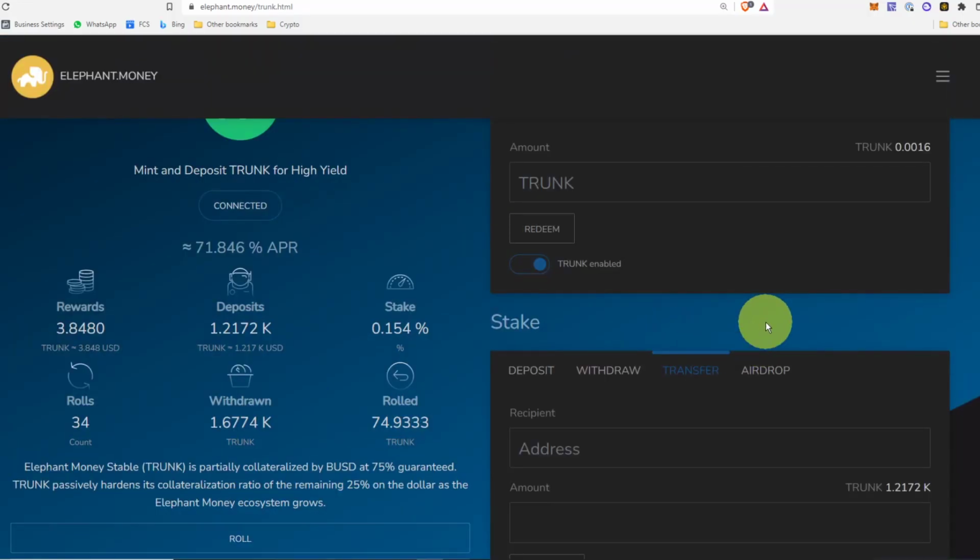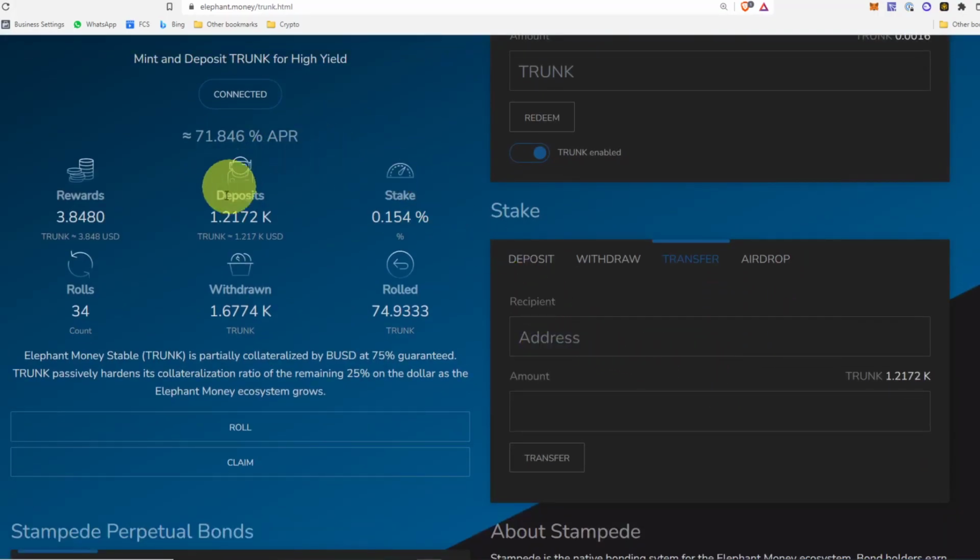You also have a transfer feature if you wanted to change this over to a different wallet or just send some to one of your buddies. You can add the address and the amount of trunk that you want to send over.